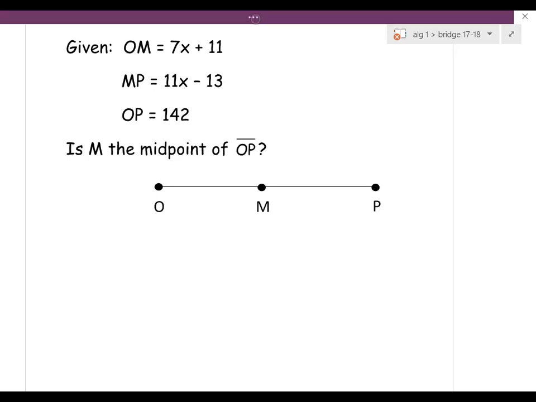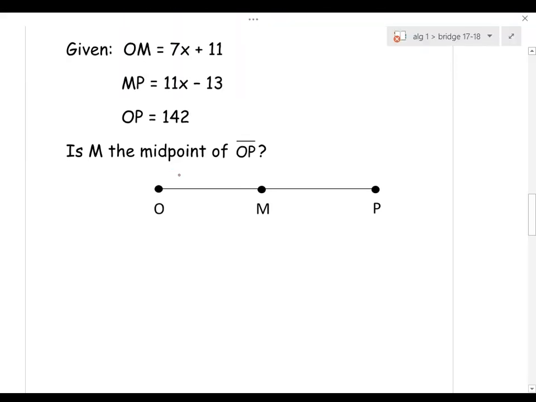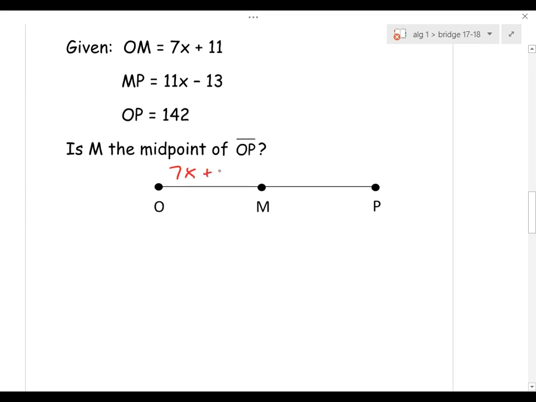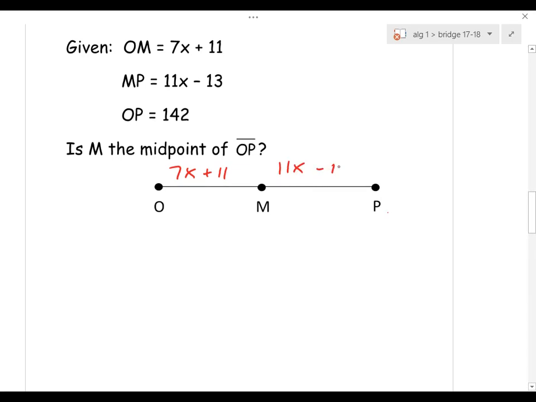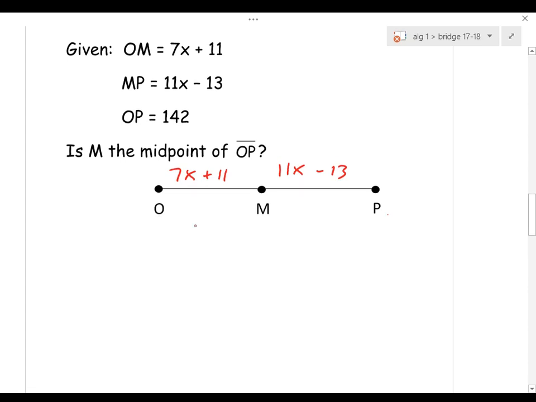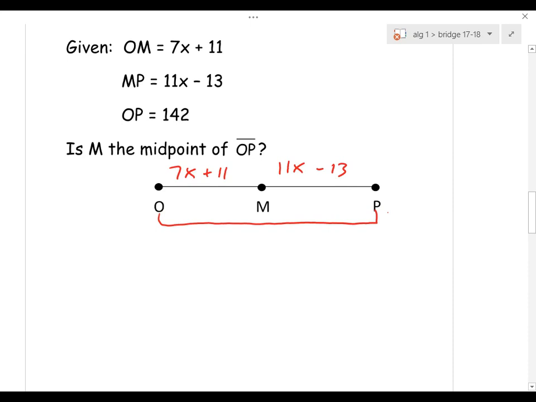Okay, let's mark up the information that we're given. So I am given that 7x plus 11 is equal to OM. And then the MP is 11x minus 13. And I know that the distance from O to P is 142. So we don't know if they're congruent or not, so I can't solve it by equaling 7x plus 11 equals 11x minus 13. But what I can do is combine them, because I know that they combine to be 142.